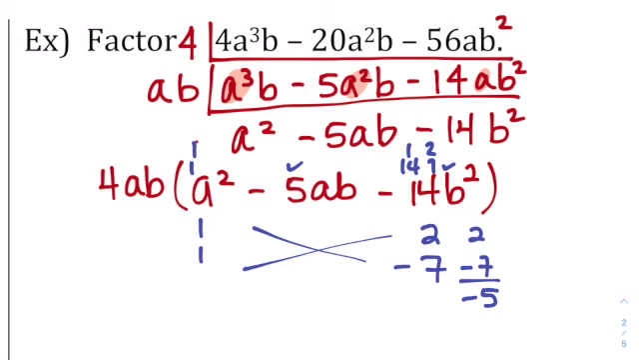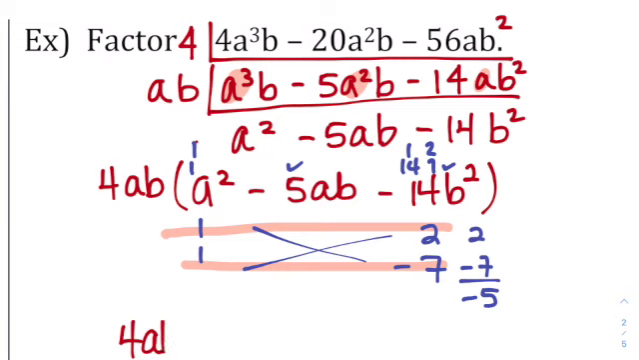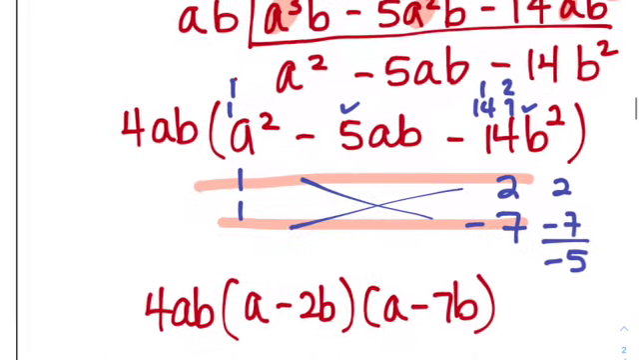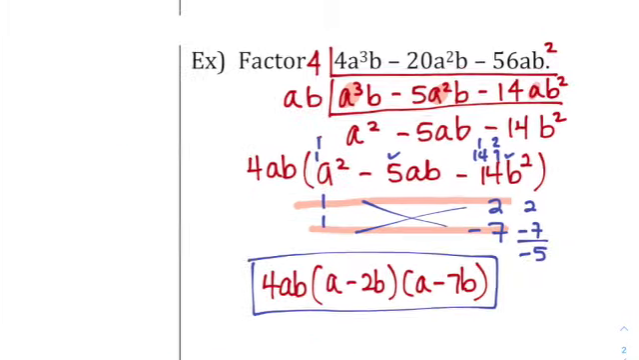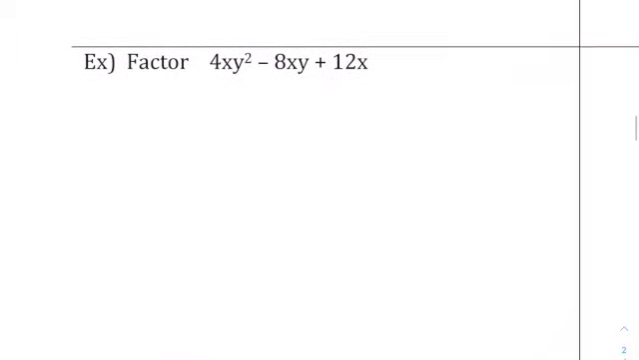So again, the answer is going to be sideways. And don't forget the answer in the front. That's going to be 4ab times a minus 2b times a minus 7b. That's the example. That's the answer for example 12. I would like you guys to try example 13 yourself and see can you get the same answer. Please pause the video right now.